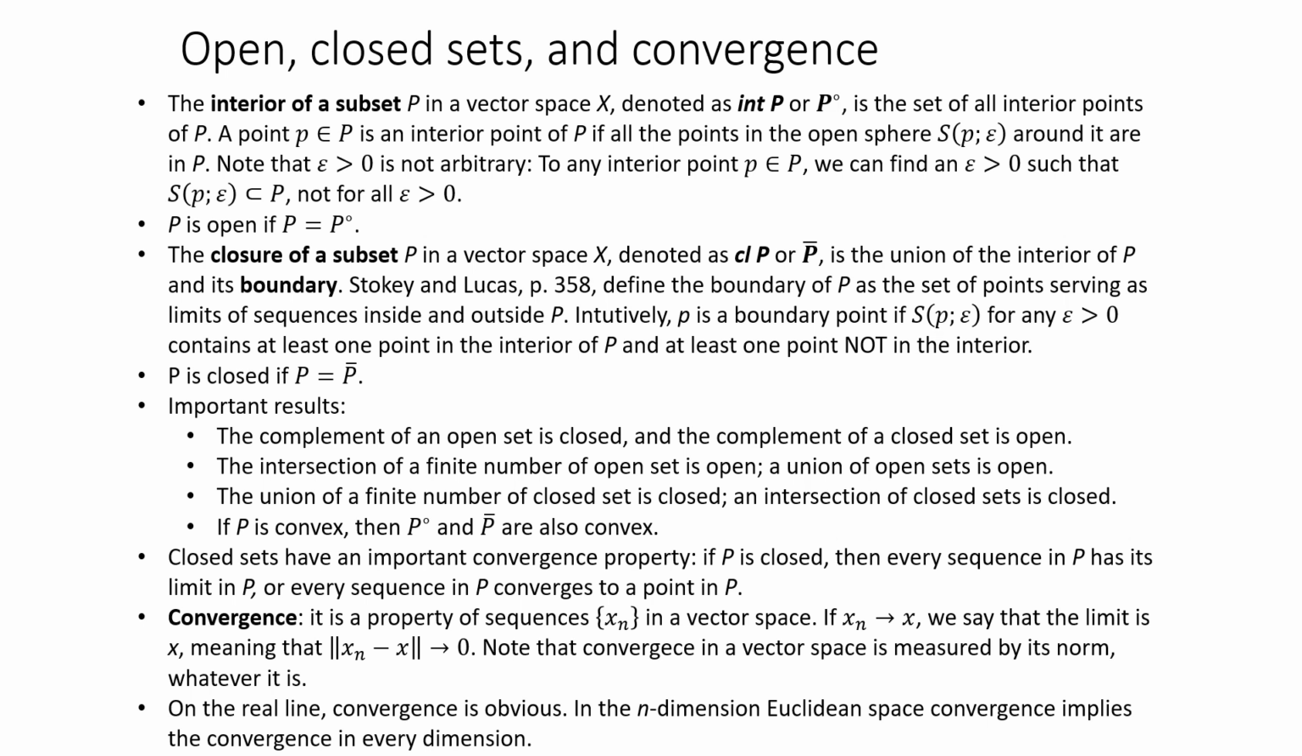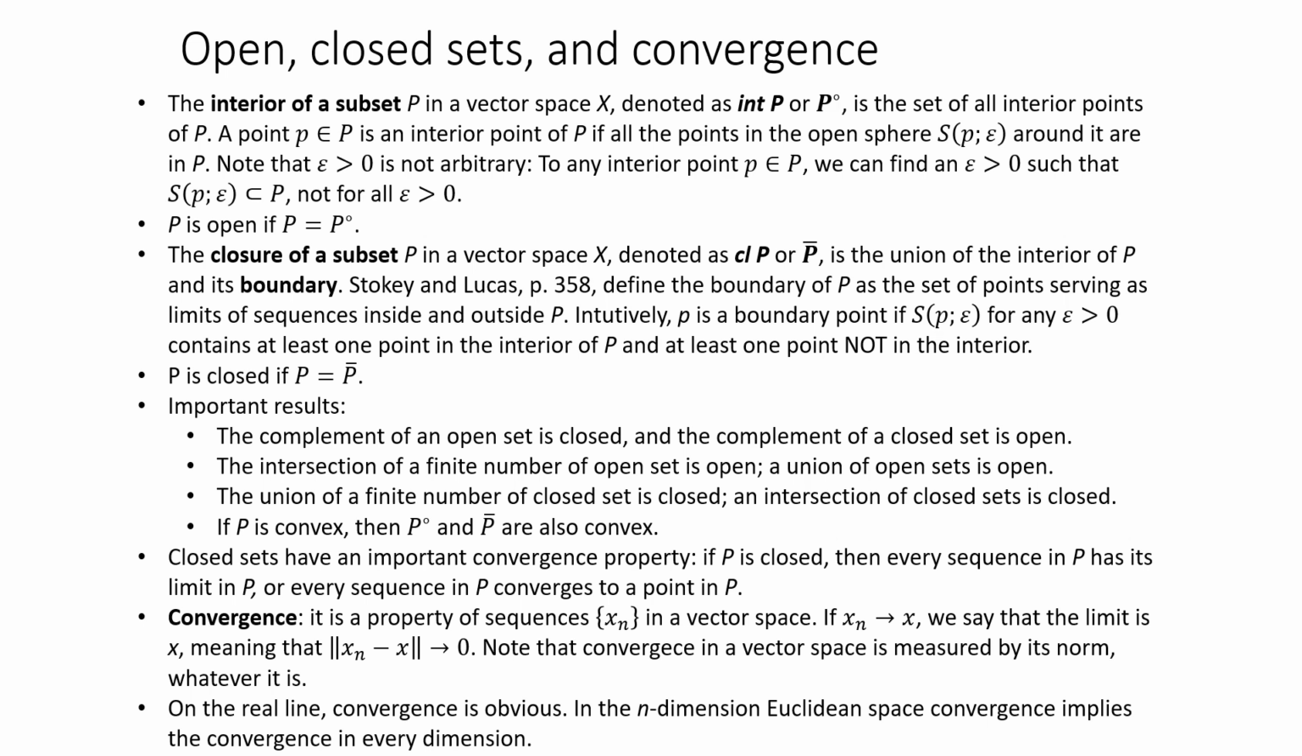Some important results. The complement of an open set is closed, and the complement of a closed set is open. The intersection of a finite number of open sets is open, and a union of open sets is open. The union of a finite number of closed sets is closed, and an intersection of closed sets is closed. And if P is convex, then its interior and its closure are also convex.